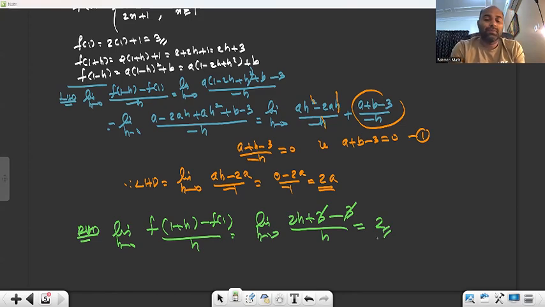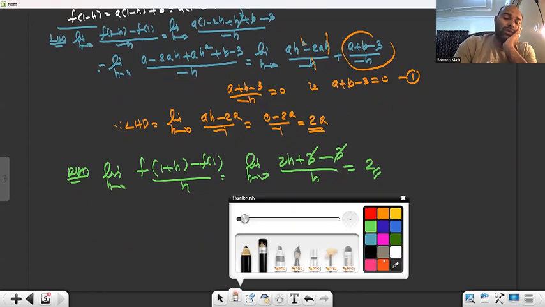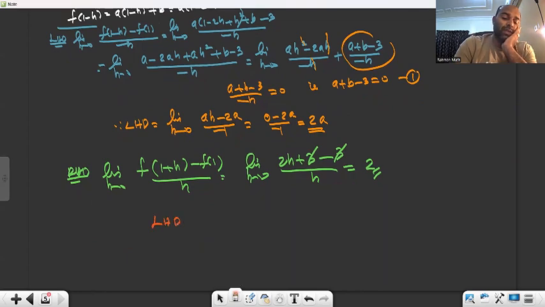Given that f of x is differentiable at x equal to 1, therefore LHD equal to RHD. What is LHD? 2a. RHD is what? 2. So a equal to 1.